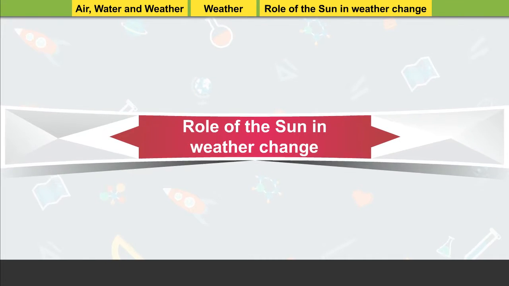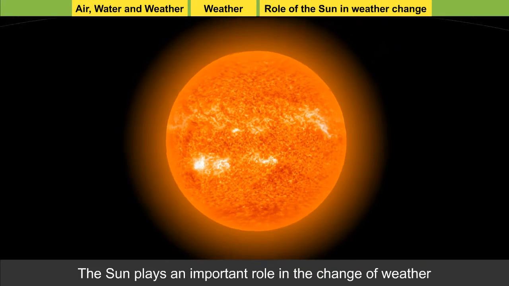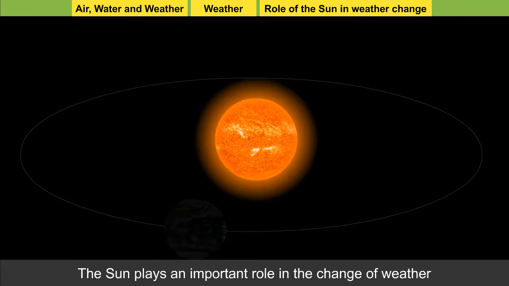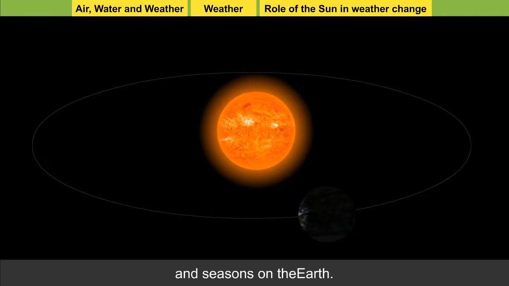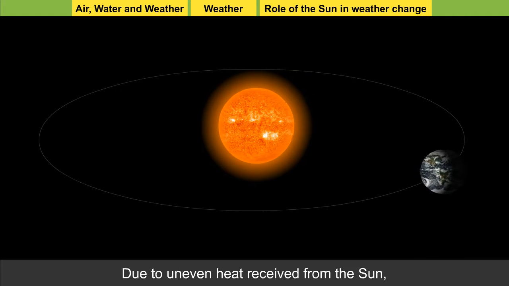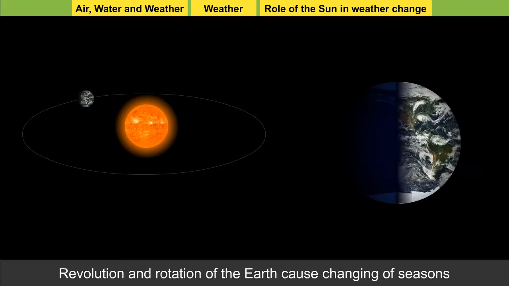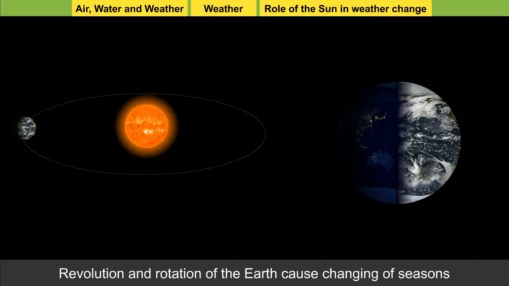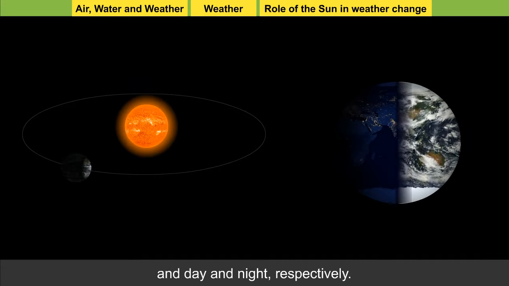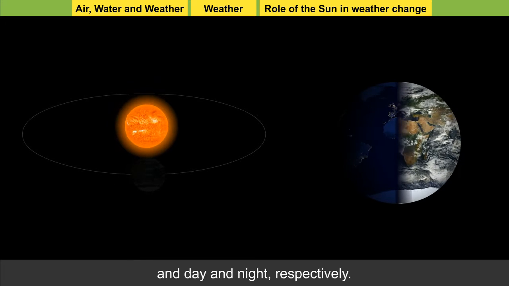Role of the sun in weather change. The sun plays an important role in the change of weather and seasons on the earth. Due to uneven heat received from the sun, these changes take place. Revolution and rotation of the earth cause changing of seasons and day and night respectively.